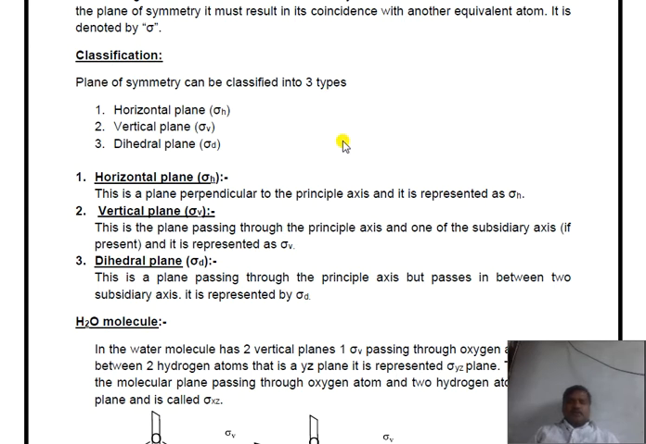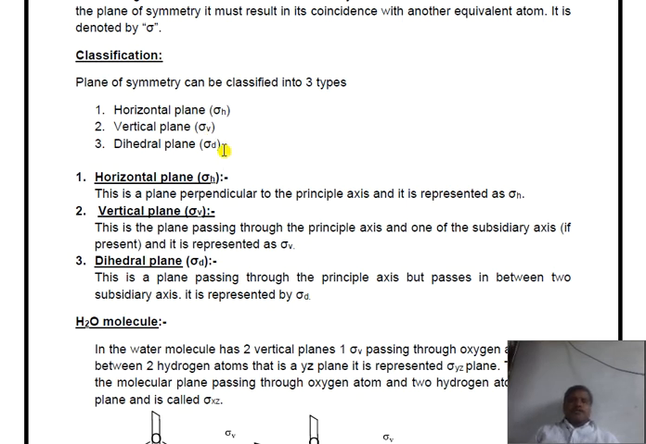Generally we say that if the molecule has a principal axis Cn, and for the Cn axis there is a horizontal plane which is perpendicular to the principal axis, then it is denoted by sigma h. If there is a principal axis and the plane of symmetry is parallel to the principal axis, that is denoted by sigma v.